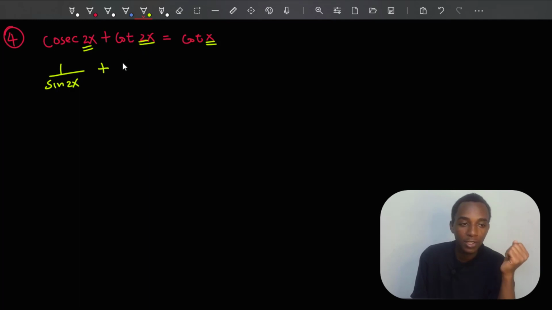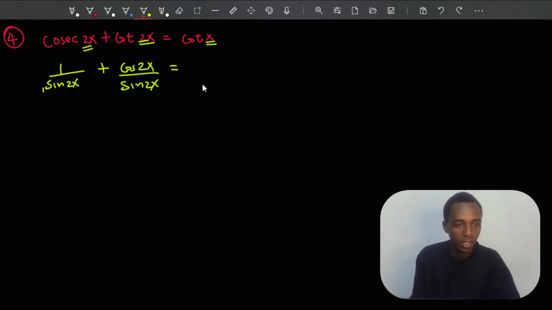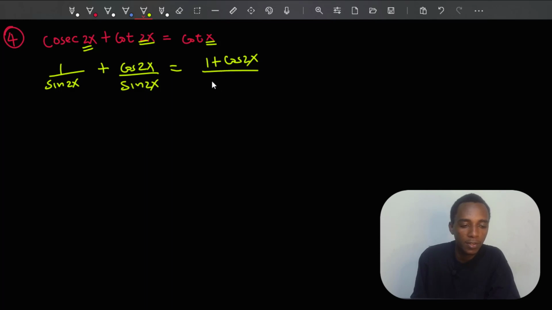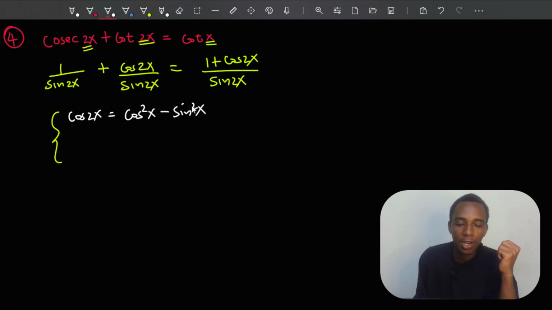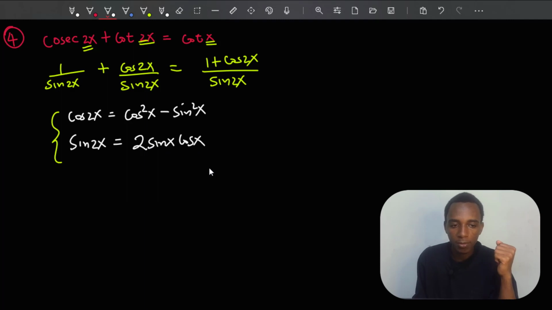We also know that cotangent is cosine over sine. So now we have the same denominator, sine 2x, which is good. So I'll have 1 plus cosine of 2x divided by sine 2x. And now it's time to change the double angles to single angles. I'll just remind you of these two. We know that cosine of 2x is cosine squared of x minus sine squared of x. These are now single angles. And we also know that sine of 2x is 2 sine x cos x.